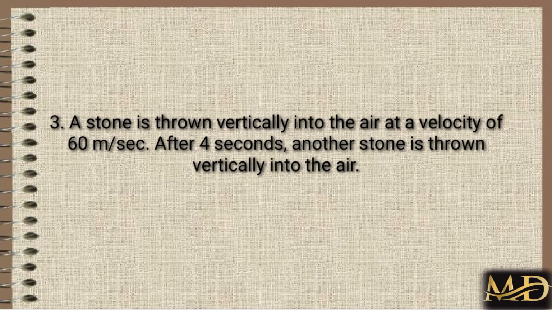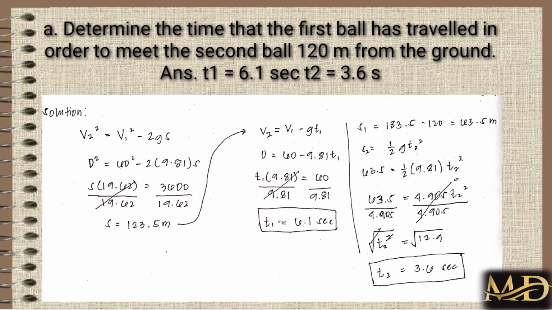Number 3, a stone is thrown vertically into the air at the velocity of 60 meters per second. After 4 seconds, another stone is thrown vertically into the air. Letter A, determine the time that the first ball has traveled in order to meet the second ball 120 meters from the ground. Solution: V2 squared is equal to V1 squared minus 2GS.